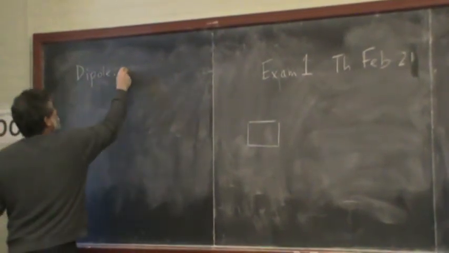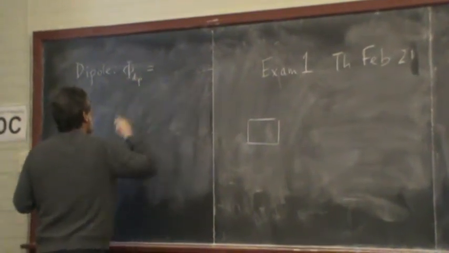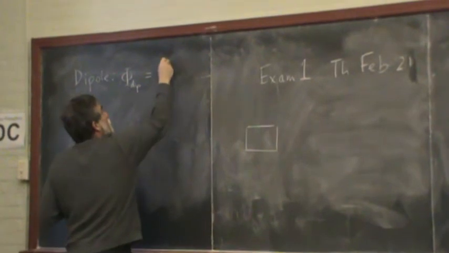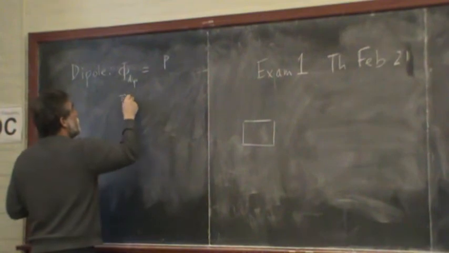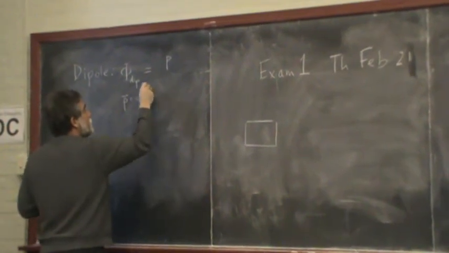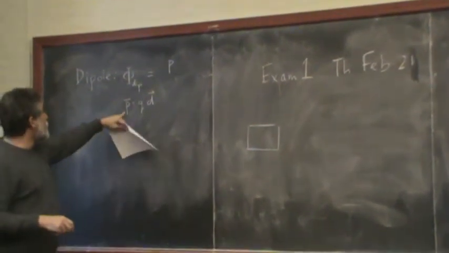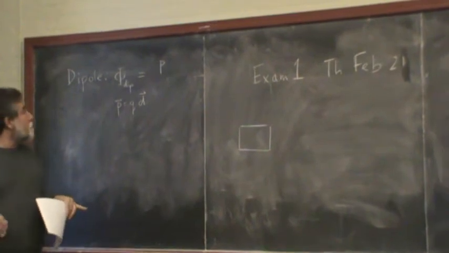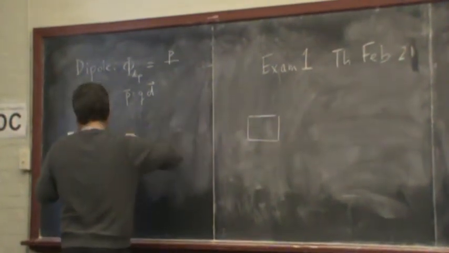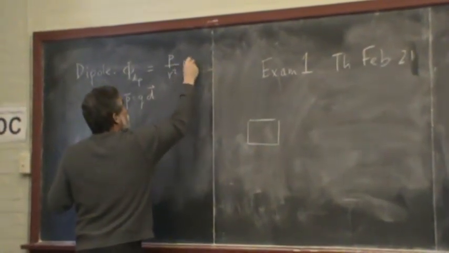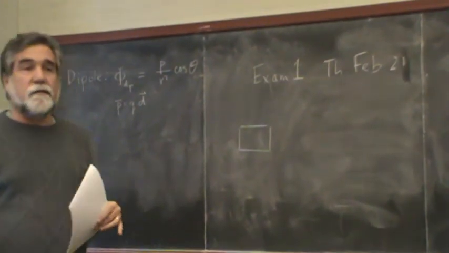So all I'm going to write here is that the potential for a dipole is equal to the strength of the dipole moment, which for two point charges is just Qd, two point charges of plus and minus Q separated by a distance d. That would be the dipole moment, okay? But you can solve for the dipole moment for any charge distribution. Okay, so that's it. Dipole moment over r squared cos theta.